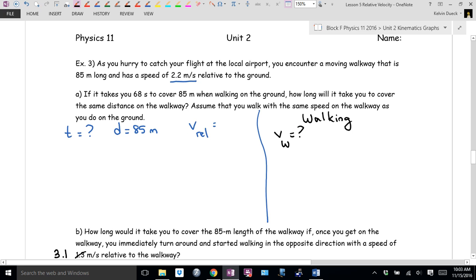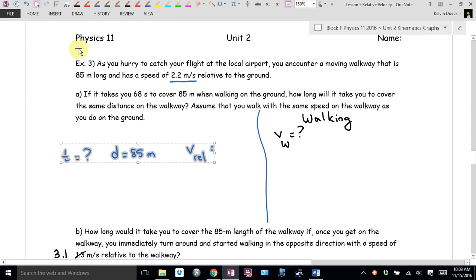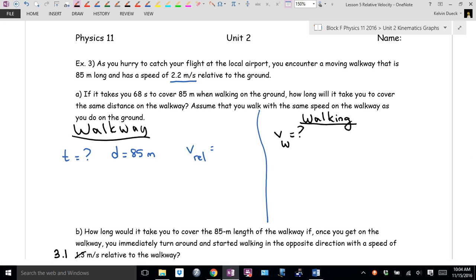What haven't we used yet that this question gave us? I don't see meters per second. Oh, the 2.2? I think we're going to use that later on. In fact, just to be organized, I'm going to divide this. This is going to be on the walkway. This is going to be on the ground or while walking. So I think I'm going to use that 2.2 over on the left in the walkway section.